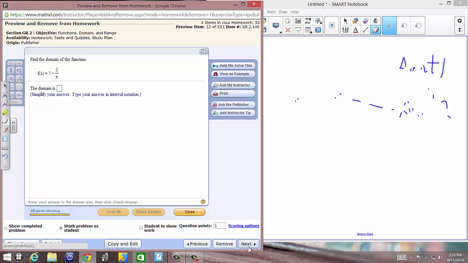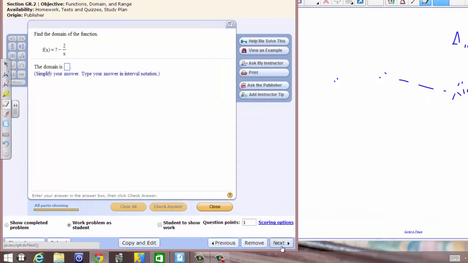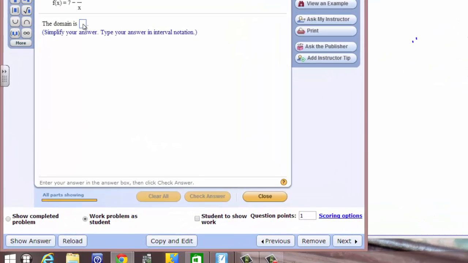And this meets the first one. We have a function where if you input x equal to 0, you would be dividing by 0. So 0 is not an allowable input. Now they want you to type your answer in interval notation, so let's take a look at that. So let's input our answer in interval notation.